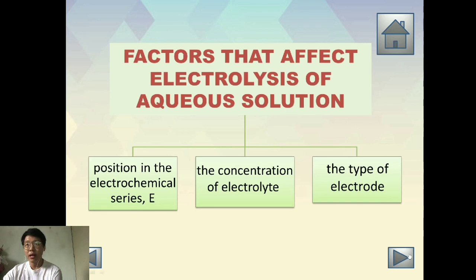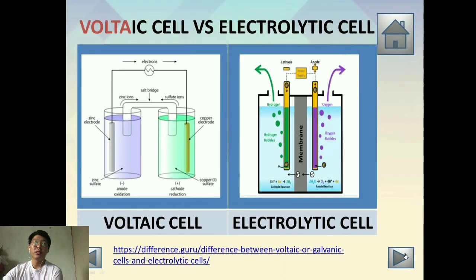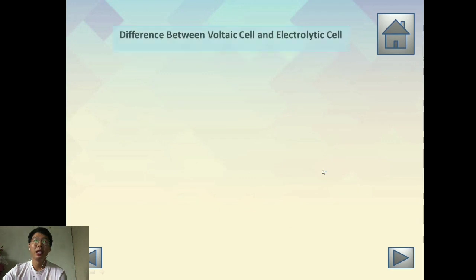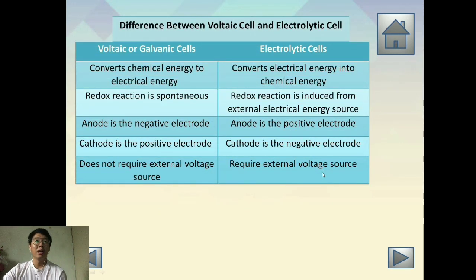And next, we will have a further discussion to compare the difference between the voltaic cell and also the electrolytic cell. Here is the diagram. We can see on my left-hand side is the voltaic cell, and on my right-hand side is the electrolytic cell. For the next, the difference is that the voltaic cell converts chemical energy to electrical energy, and the electrolytic cell converts electrical energy into chemical energy.